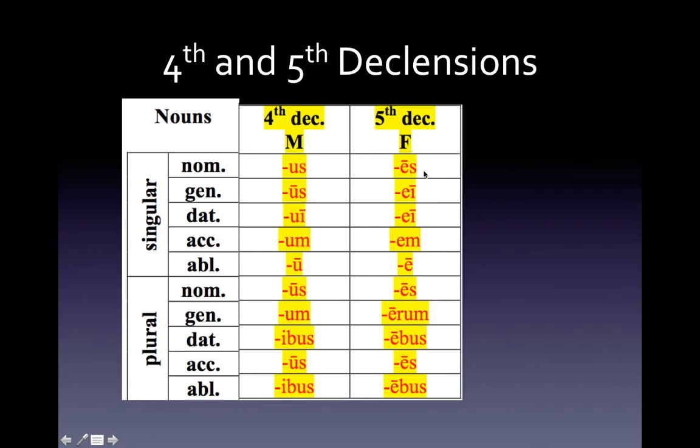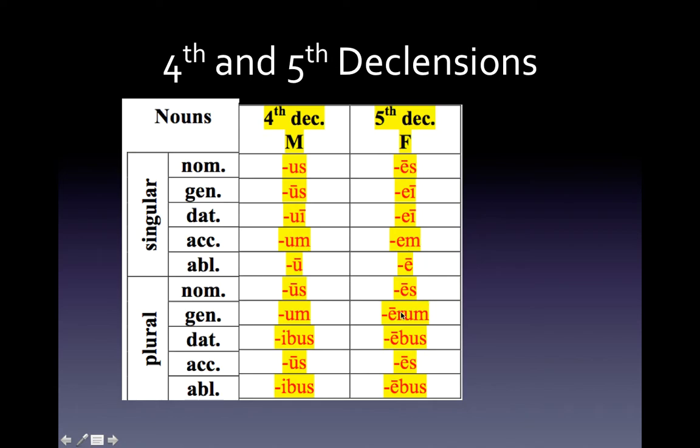All right, fifth declension. We have in the nominative singular and the nominative plural and the accusative plural an accented ES. Genitive and dative singular are both E and an accented I. Accusative is EM, which is nice. We've seen that in the third declension. Ablative is an accented E.